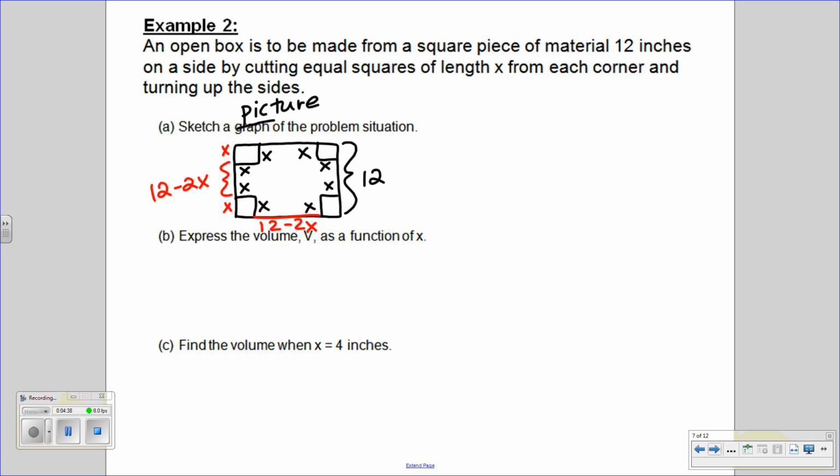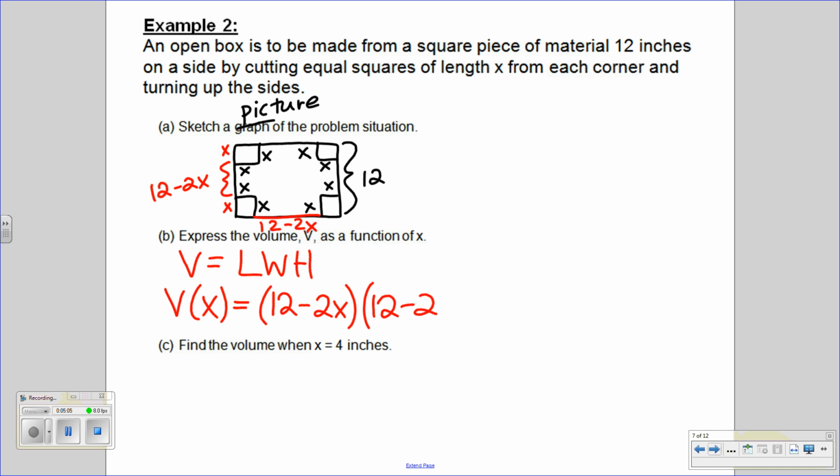So we want to express the volume as a function of x. So we know that volume of a box or a prism, a rectangular prism, is length times width times height. So as a function of x, then the length of that box is going to be 12 minus 2x. The width of the box will be 12 minus 2x, and the height of the box, we're going to fold these corners up, so the height of the box would just be x.